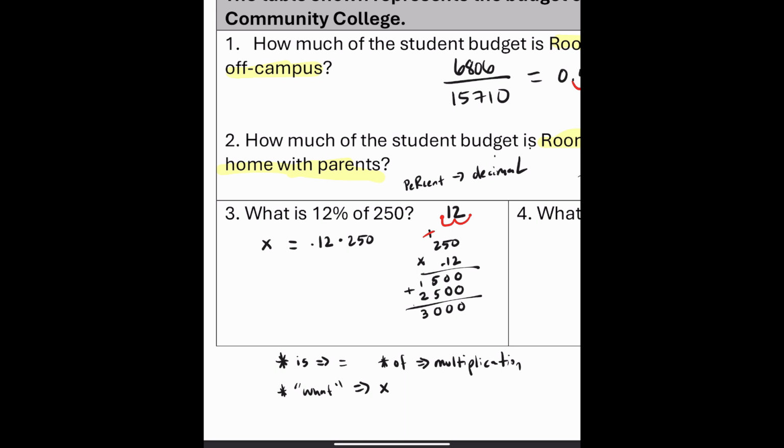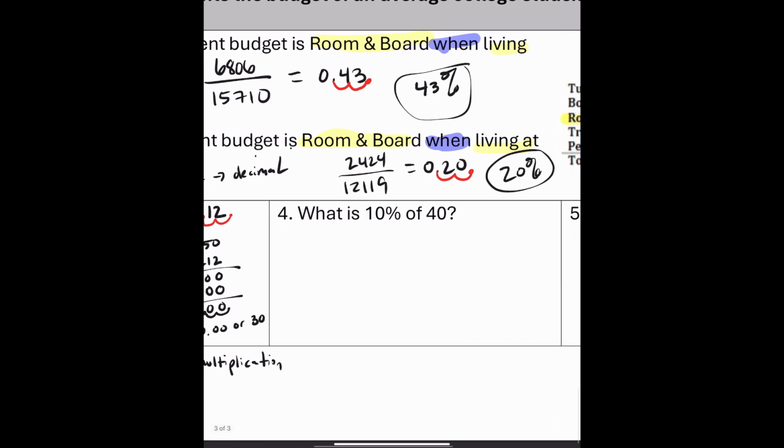That's 3. Now, here's the thing. So, no decimal here, but there are 2 digits after the decimal. So, we will put a little dot here. And since we have 2 digits after the decimal, we need to move the decimal here to the left 2 times, okay? So, we have 30.00 or 30. So x equals 30. That's number 3. Simple. All right, now let's move on to number 4.